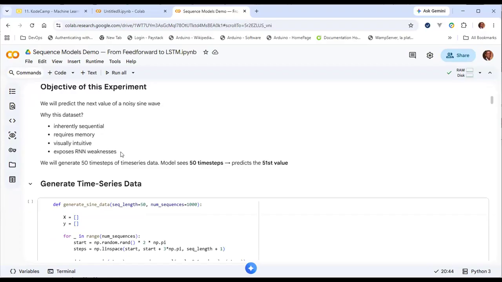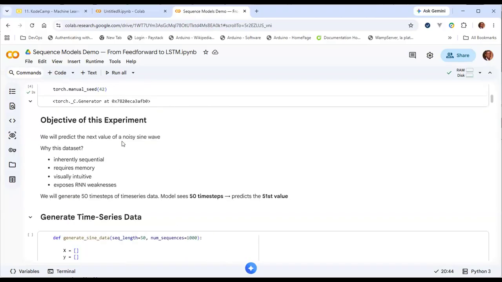It requires memory, right? It is visually intuitive, and it exposes weaknesses of RNN. Again, this didn't really expose the RNN weaknesses because it is a sine wave and the sequence wasn't long enough. So when we do this again, I'm going to swap this out and bring in data that is more challenging for RNN.